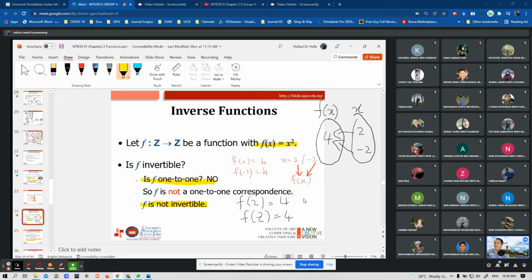Is this function f invertible? Is f one to one? No, because you can see f(x) here: x is 2 and x is negative 2 are referring to the same value. So f is not a one-to-one correspondence, so f is not invertible. We have f(2) equal to 4, and f(negative 2) also equal to 4. It maps more than once. It's not one to one.